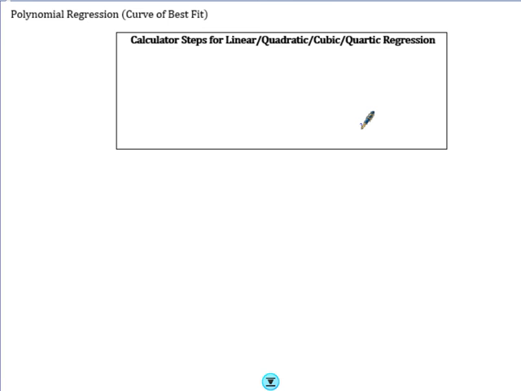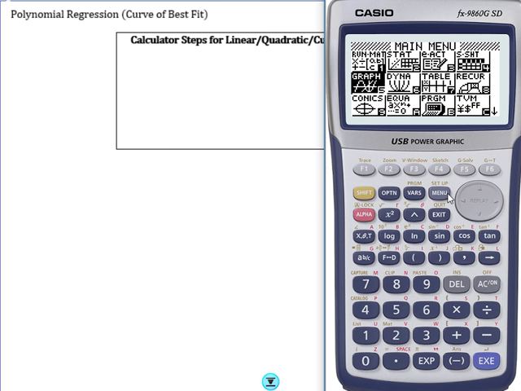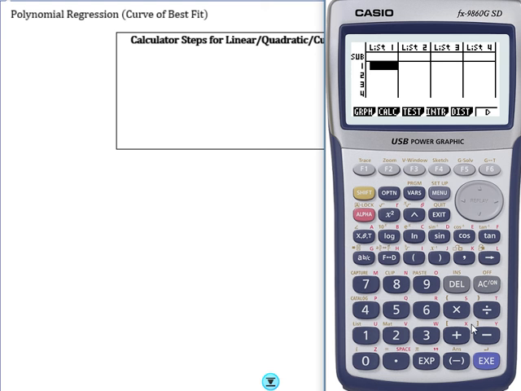Alright, so the calculator steps. The first thing you're going to do is go to Menu and then Stat. Enter your data in that list, and then it is F2 calc, F3 regression. Then you have to pick the kind of regression that you're doing. If it's linear, it's x. If it's quadratic, it's x squared. If it's cubic, it's x to the third. If it's quartic, it's x to the fourth.